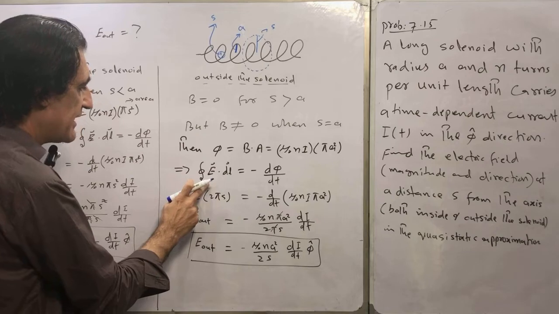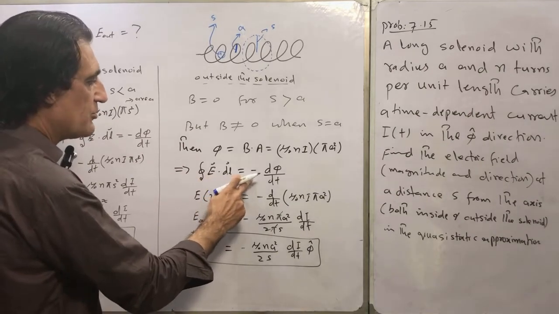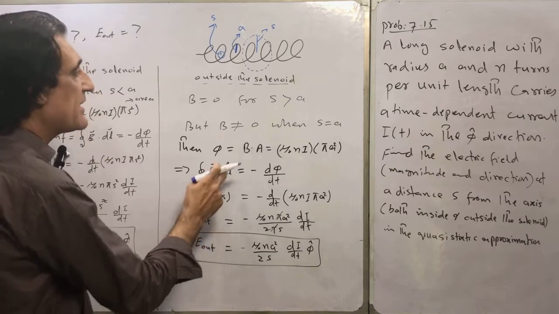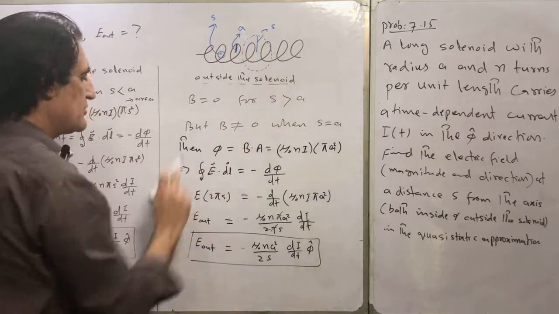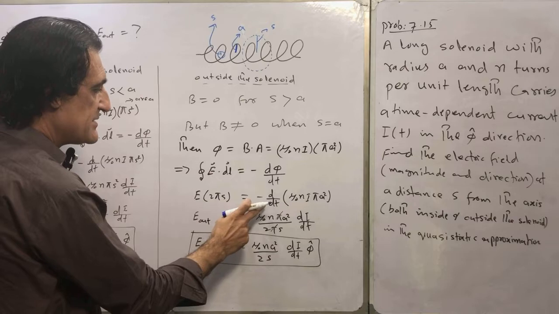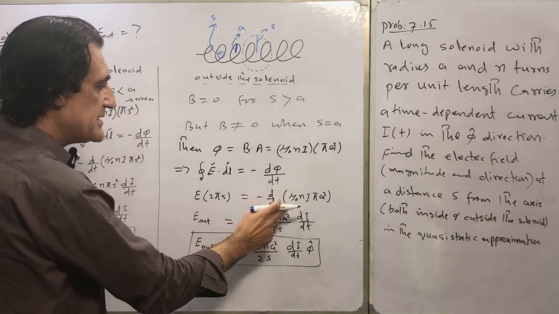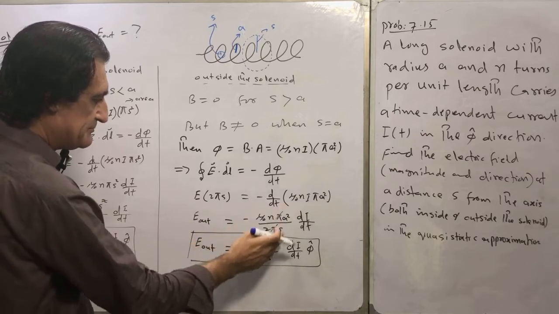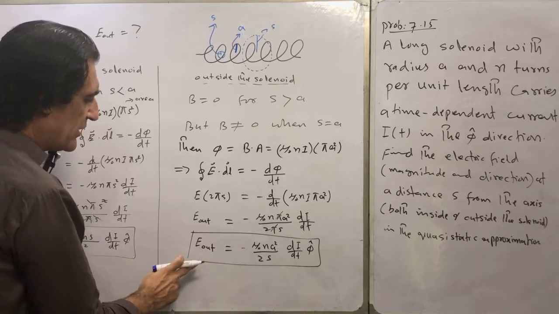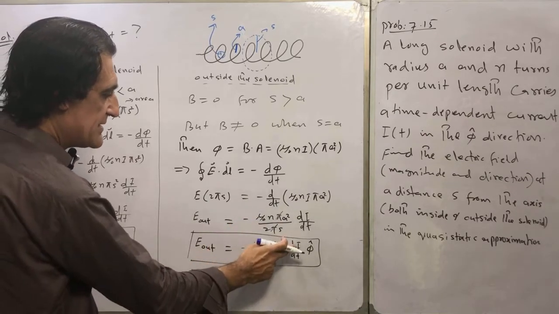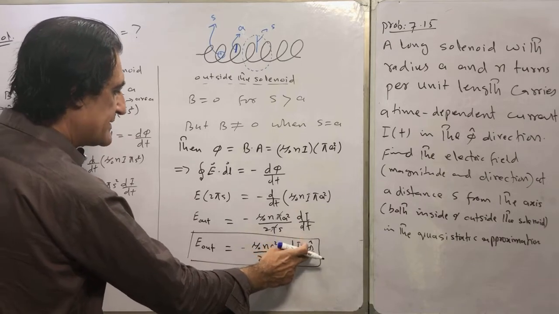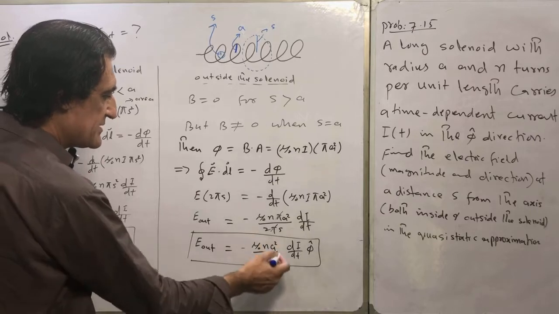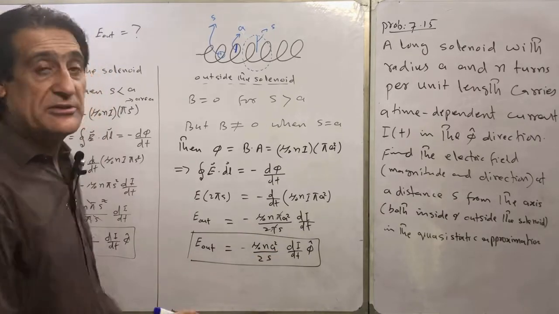Using Faraday's law, E dot dl is equal to minus d phi divided by dt. E times 2 pi s, because we are considering this loop, is equal to minus d phi divided by dt. Putting in the value of phi and after some mathematical calculation, E out is equal to this, and it will also have the direction phi because of dI divided by dt. So this is the magnitude and this is the direction.